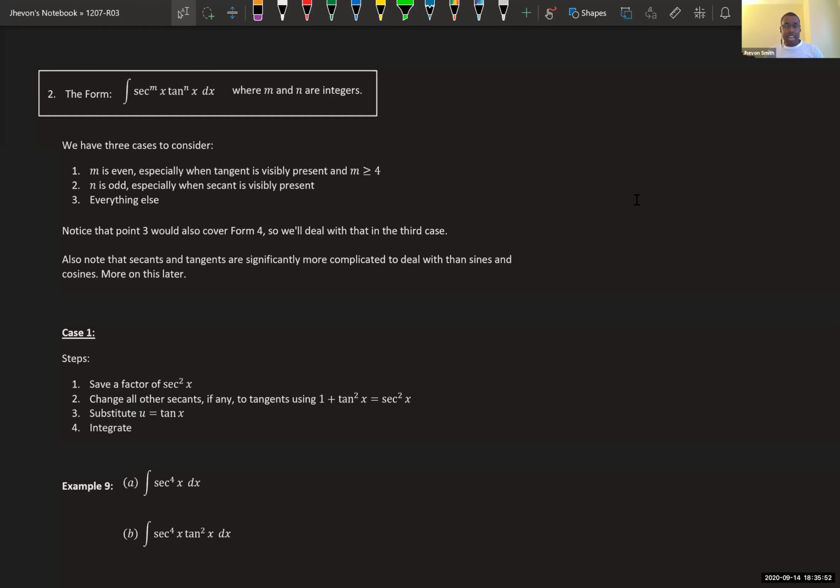The idea is, again, pretty much the same as in the case of sines and cosines. There's a trig identity we have in the back of our mind that we're going to want to use. The obvious identity that connects tangent to secant is 1 plus tangent squared equals secant squared. So you can change a tangent squared into a secant squared minus 1, and you can change a secant squared into a tangent squared plus 1.